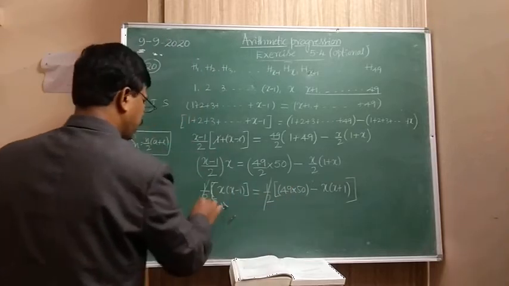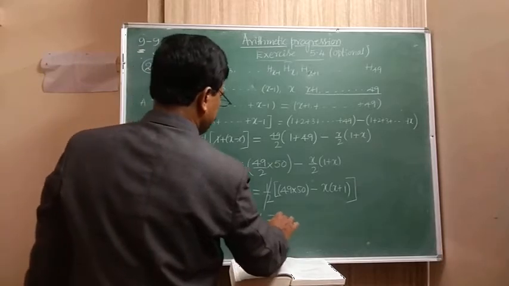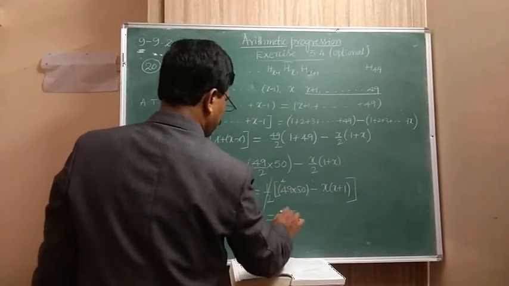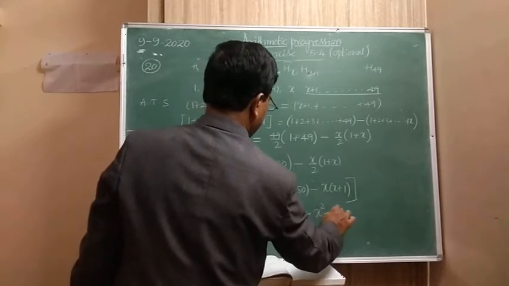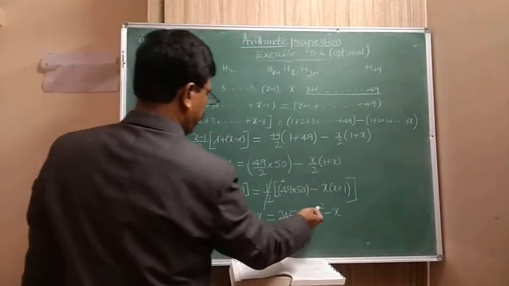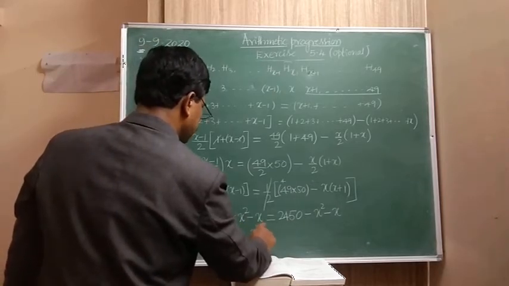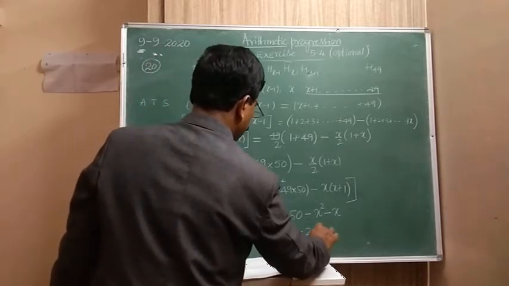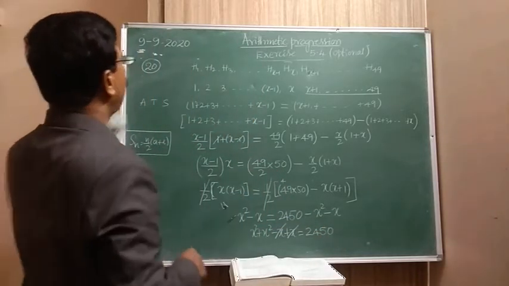Here the half gets cancelled, then this becomes x square minus x is equal to 5 9s are 45, 5 4s are 20 plus 4, 24, 2450, minus x square minus x. Okay. Now, when you shift this to this side, x square plus x square minus x plus x is equal to 2450. Now, x gets cancelled. Now, I am rubbing this.